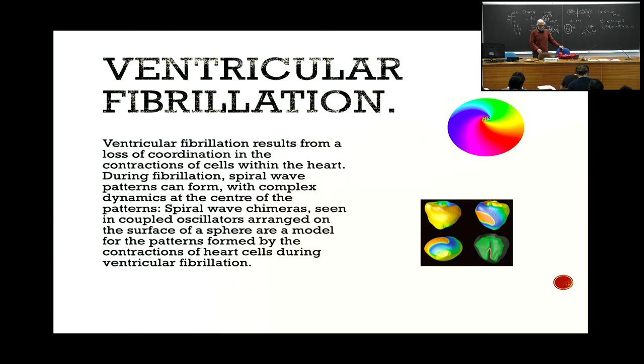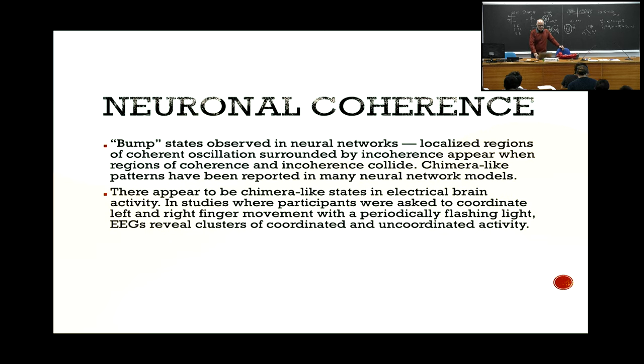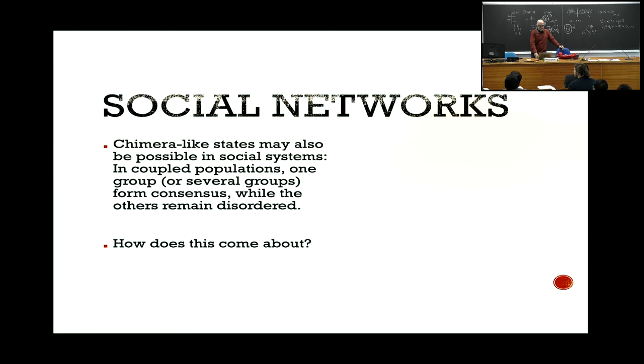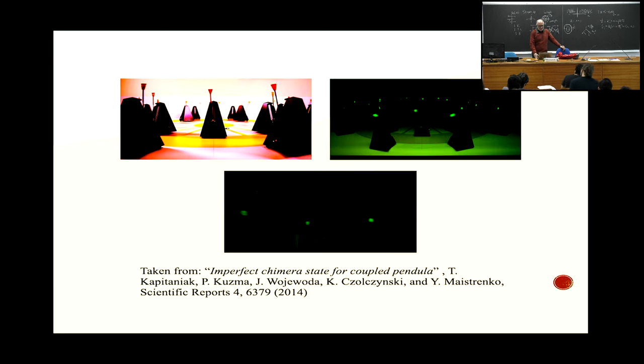There's a slightly scary phenomenon called ventricular fibrillation. At that time, part of the heart is oscillating and part of the heart is not. There are also so-called bump states in neuronal coherence, localized regions of oscillations accompanied by areas of quiescence. And in any large group, there are always people who are out there protesting with their hands up, and there are others who are just standing around and saying, let's see whether he gets killed or not. Sometimes we don't understand the origins of the symmetry breaking, but here's a model which can do that.